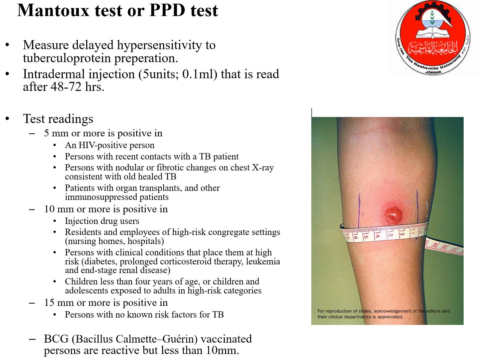Next, we're going to talk about the PPD or Mantoux test. The purified protein derivative test is done to measure the delayed hypersensitivity to the tuberculous protein preparation, where we're testing if the patient has been previously exposed to Mycobacterium tuberculosis or not. To do that, we take 5 units or 0.1 ml of the tuberculin protein, which is a product of Mycobacterium tuberculosis, and we inject it intradermally, and then we ask the patient to come back after 2 to 3 days in order to see the result of the intradermal injection.